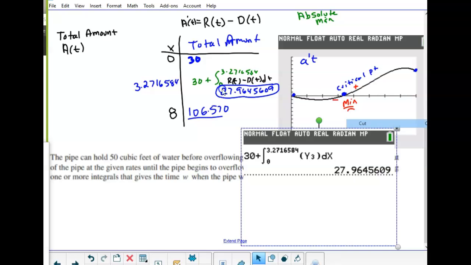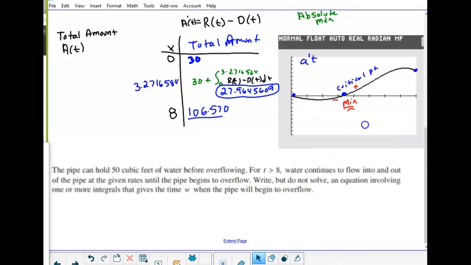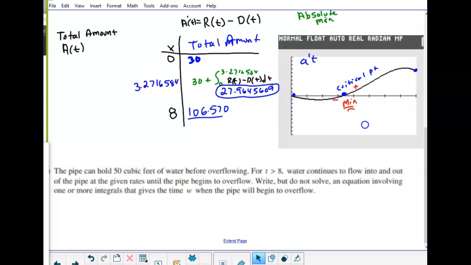I'm looking for the absolute minimum. I forgot why it can't be the bottom of the graph. Right here? Because this is the graph of the rates. So this is when the rate might be the lowest, but it's not your total amount that's low.